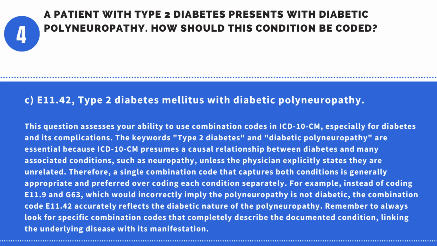For example, instead of coding E11.9 and G63, which would incorrectly imply the polyneuropathy is not diabetic, the combination code E11.42 accurately reflects the diabetic nature of the polyneuropathy. Remember to always look for specific combination codes that completely describe the documented condition, linking the underlying disease with its manifestation.